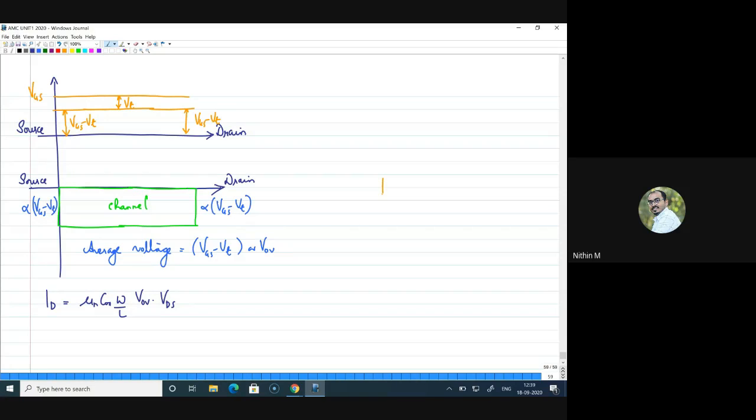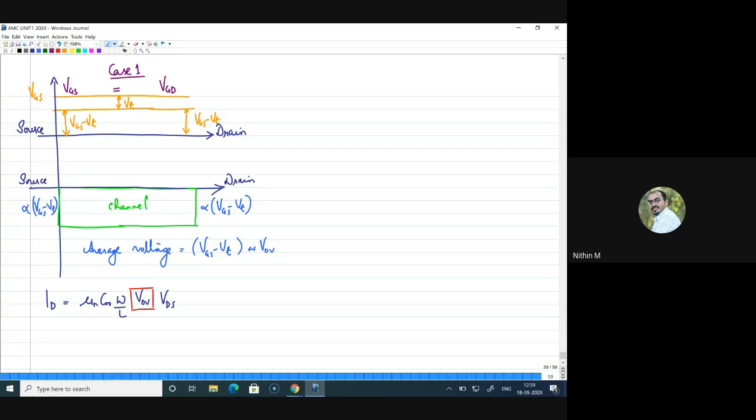So here the channel is formed. This is the voltage actually available in the channel, VOV. The average voltage throughout the channel is nothing but VOV. And you have applied a VDS. For that VDS only you got a current. This is my case 1. Right. In this case, one more thing I can write here: VGS is equal to VGD.